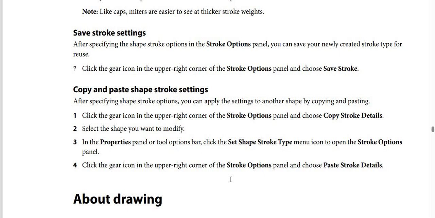And what about save stroke setting? Save stroke setting means after specifying the shape stroke options in the stroke options panel, you can save your newly created stroke type for reuse. And then click the gear icon in the upper right corner of the stroke options panel and choose save stroke.